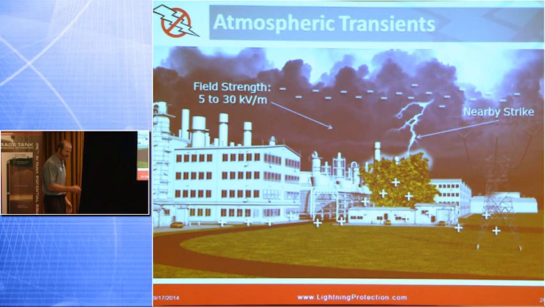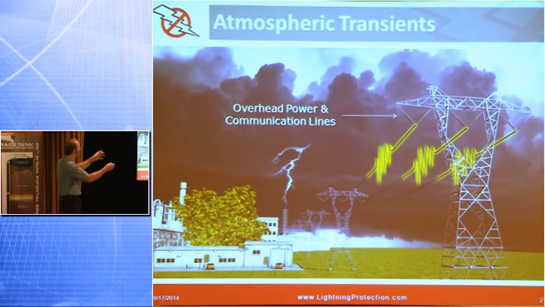Now we have a lightning strike in the vicinity. What happens when you have a lightning strike in the vicinity? That electrostatic field collapses as it shorts out. As it collapses, it creates an atmospheric transient. That transient propagates through the air, induces a voltage transient.